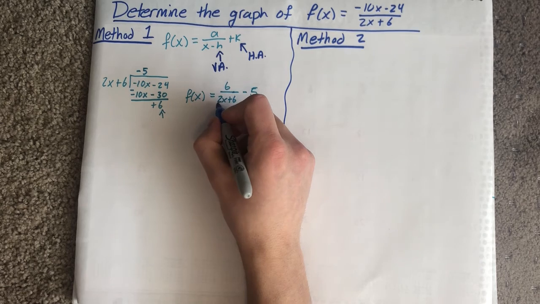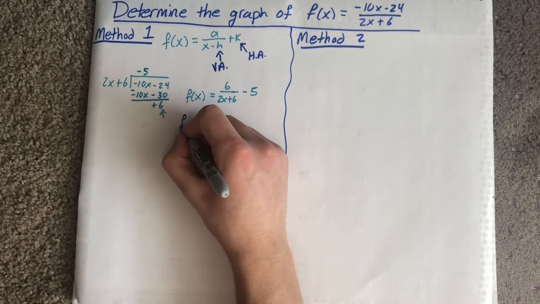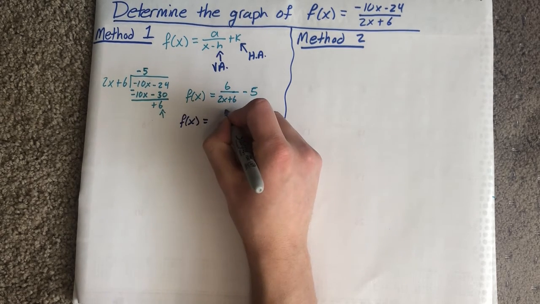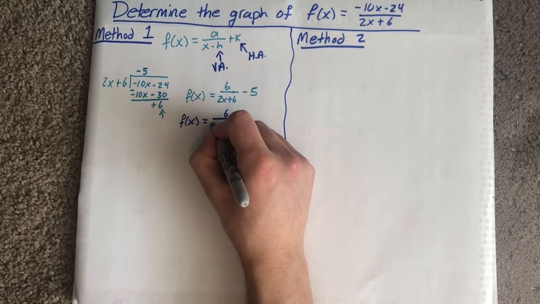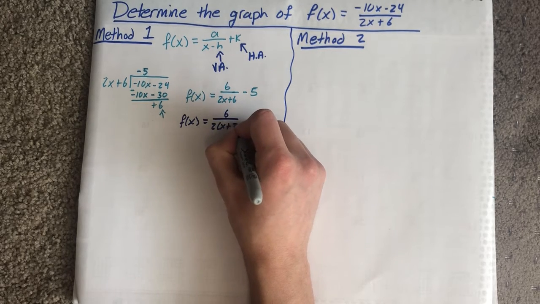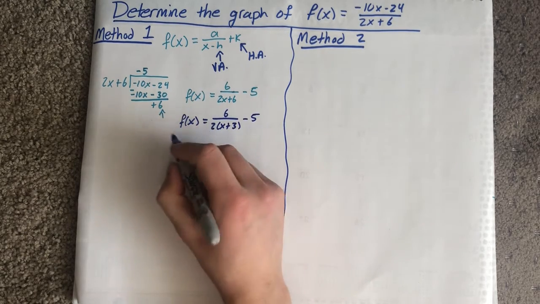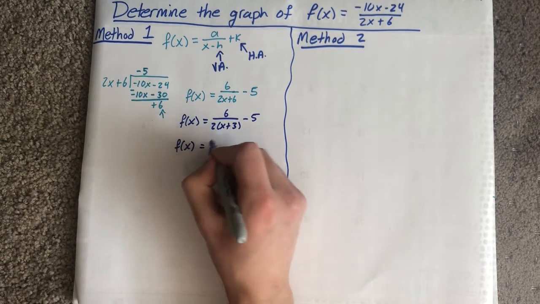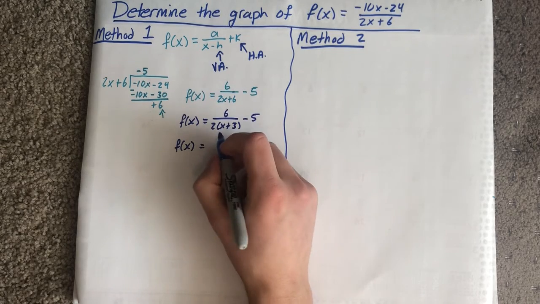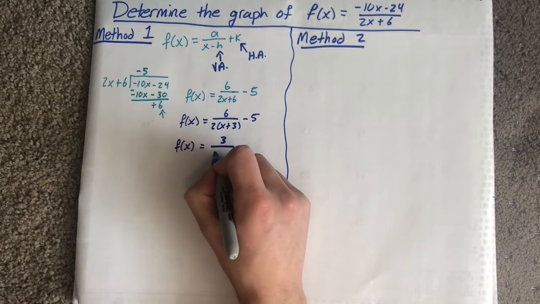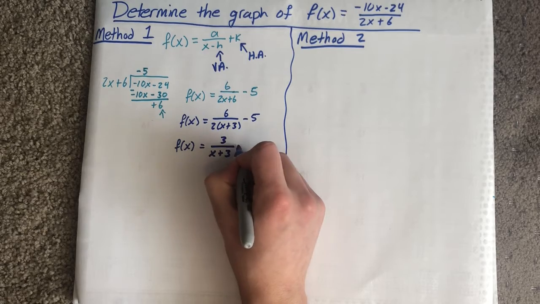So how do I do that? Well, I'm going to factor out that 2. And I'm going to get 6 over 2x plus 3, so I factored out the 2, minus 5. Now recognize 6 divided by 2, we can simplify that to just get a vertical stretch on the top of 3, x plus 3 minus 5.